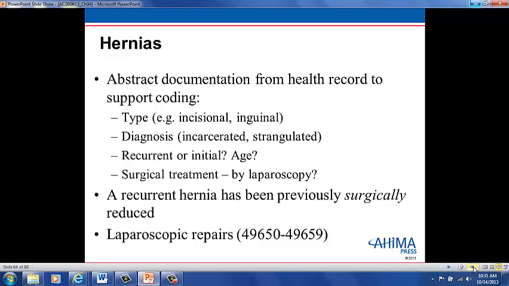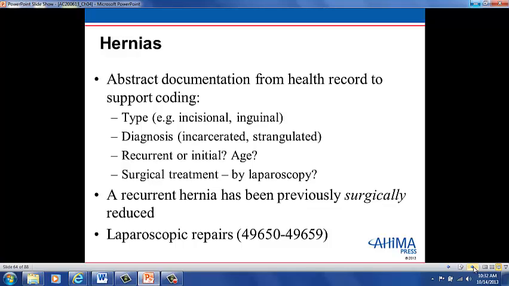A coder must abstract documentation from the health record to support the coding. One will check for the type, of course, and in this case, for example, an inguinal hernia, which is a common herniation of the inguinal canal in the groin area, or, for example, an incisional hernia, which is a herniation at the site of a previous surgical incision.